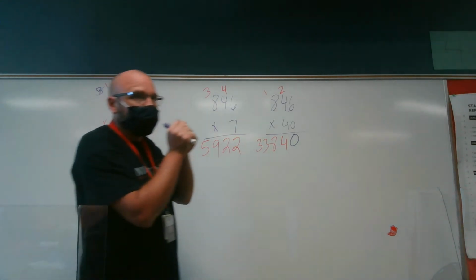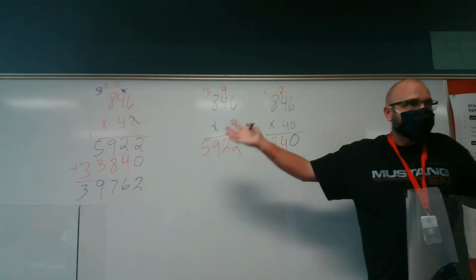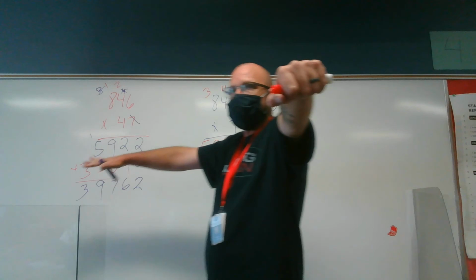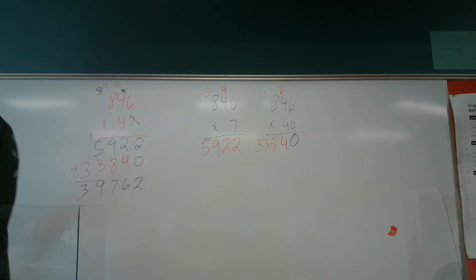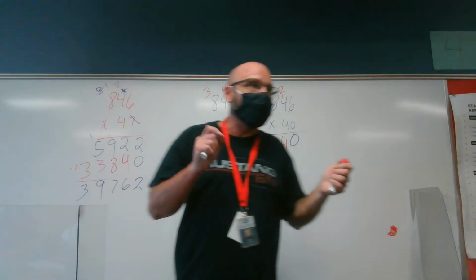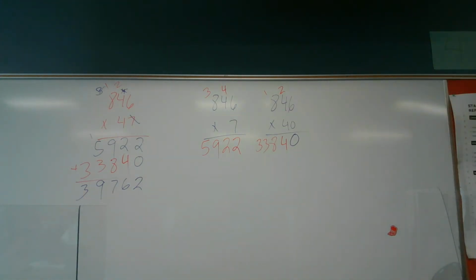If you can do your zeros through your nines, then you got this. That's it. Zeros through nines. If you can do that, it doesn't matter how big your factors are. This year, for my class, you're only required to know 3-digit times 2-digit.